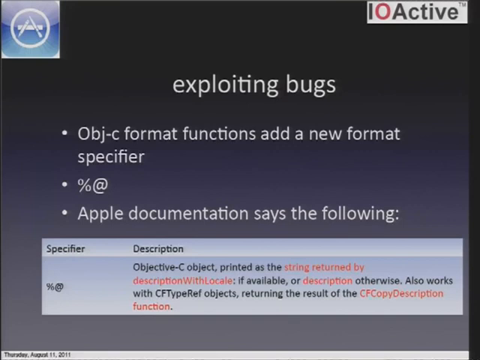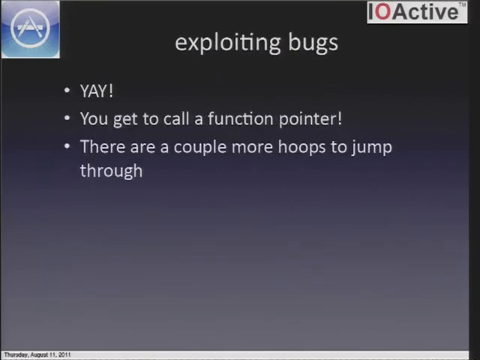And then I started looking at the man page for Objective-C format functions. And I come across a new format specifier called %@. And the %@ documentation basically says the following: Objective-C object printed as the string returned by descriptionWithLocale: if available, or description otherwise. When I saw that, I was like, jackpot. You get to call arbitrary function pointers on an NS object that are on the stack. It's not quite that easy. You have to jump through a couple of hoops.